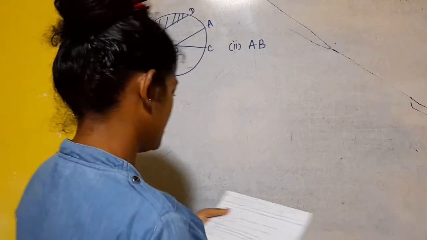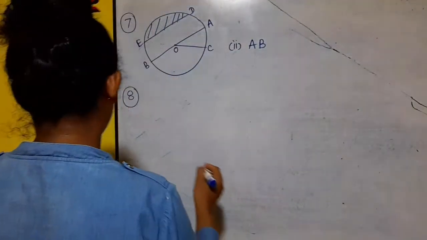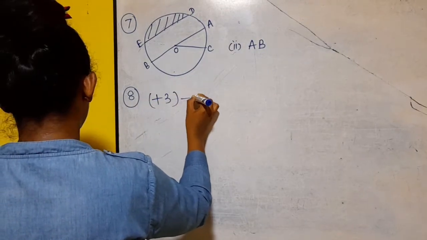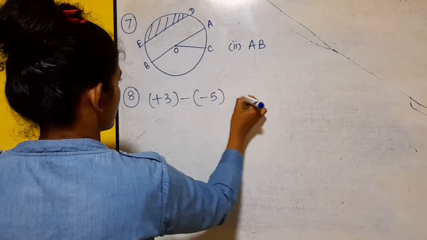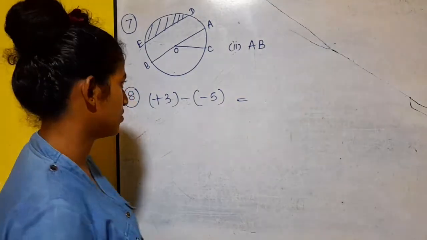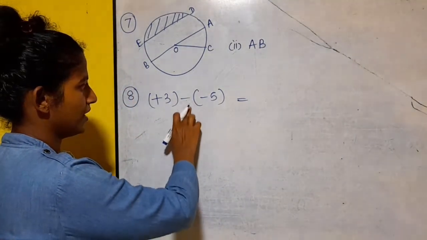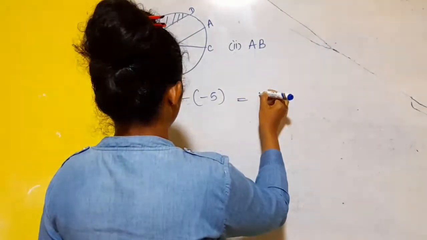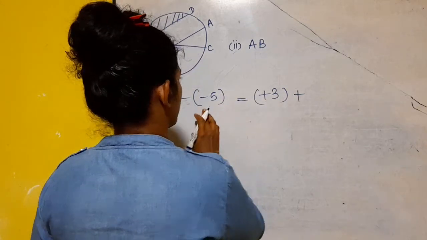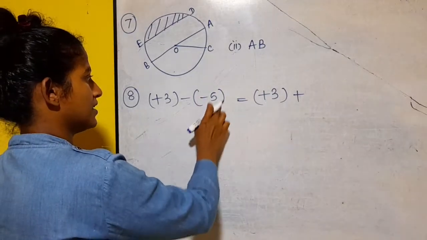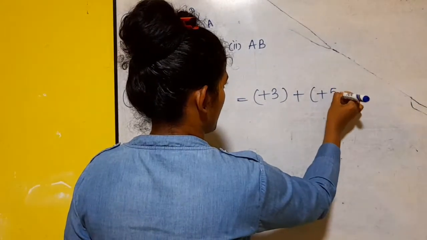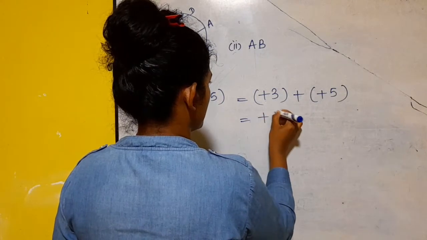Question number 8. Simplify. You are given directed numbers to simplify. Plus 3 minus minus 5. Here subtraction of a negative number. So you can convert this into addition and do the simplification. Plus 3 plus, then the sign of the second number changes. If you convert this into an addition, that becomes plus 5. Then the answer will be plus 8.